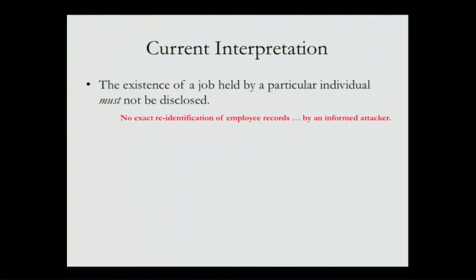So based on conversations with people and their email threads that talk about what is private and what is not private, we came up with these constraints: essentially, the existence of a job held by a particular individual must not be disclosed. You should not be able to tell whether an individual is in the data set or not, or whether an individual is employed by employer 1 or employer 2.